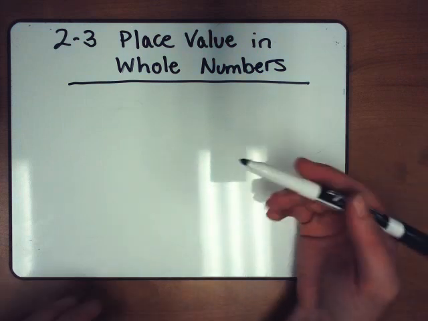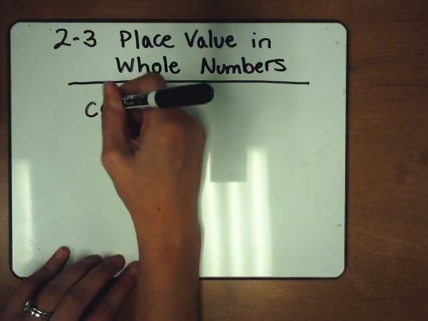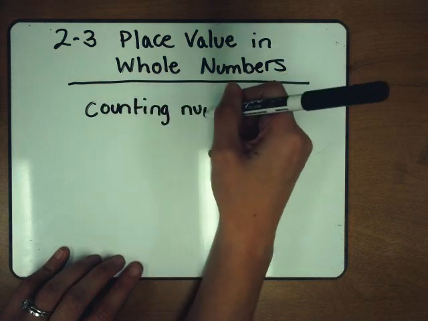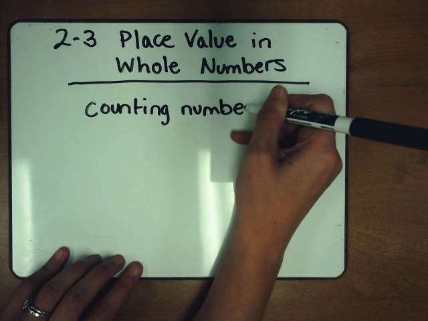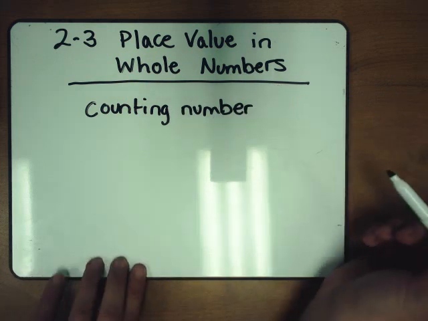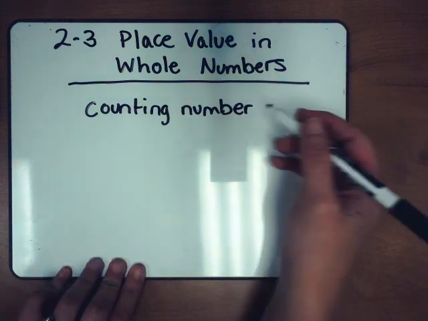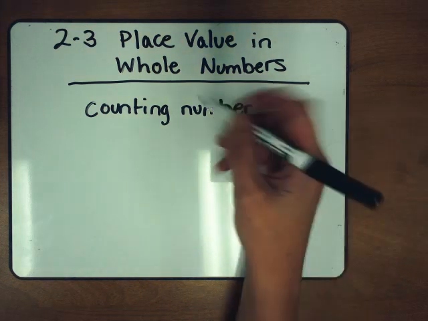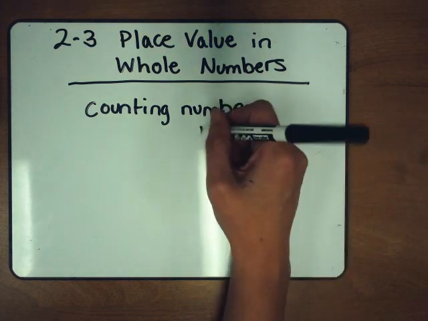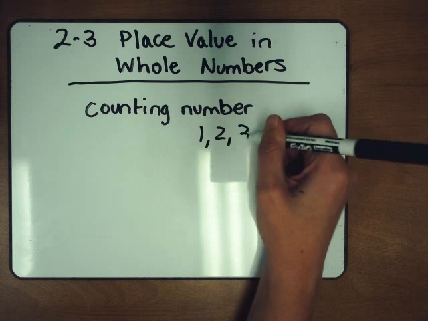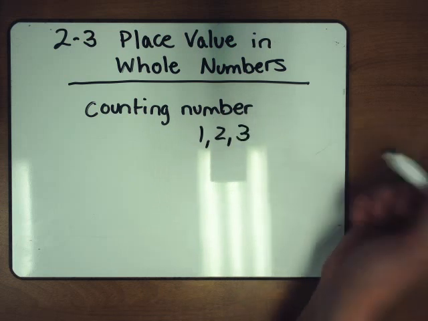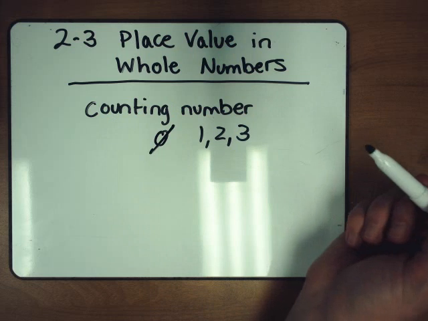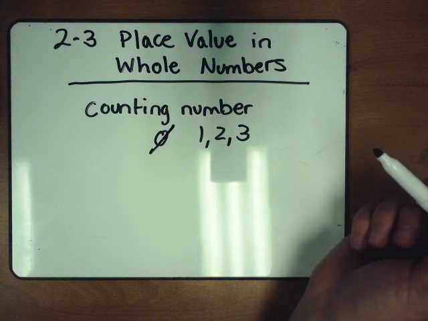I want you to first start off and think, what is a counting number? All sorts of different kinds of numbers, but what is a counting number? Counting numbers are numbers that you count by, such as 1, 2, 3, and so on. Except for 0 is typically not a counting number, although it is considered a whole number.